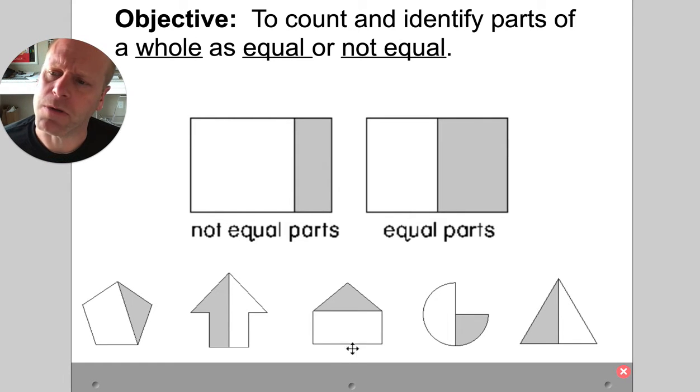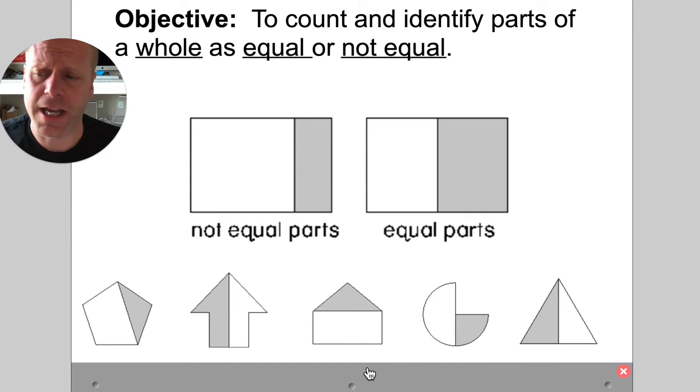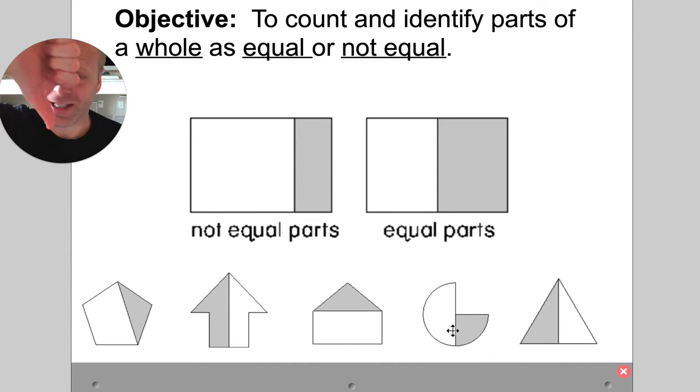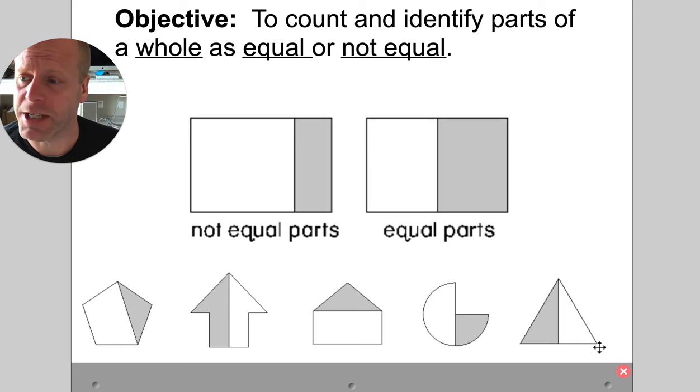How about the house, or the house shape, I guess? Are these 2 equal? No, not equal, because one is a triangle, one is a rectangle. Different size, different shape. How about a circle that's been cut and then divided? Definitely doesn't look fair to me. One piece is small, one piece is large. This is not equal. Here we have a triangle that is showing you equal or same size pieces.